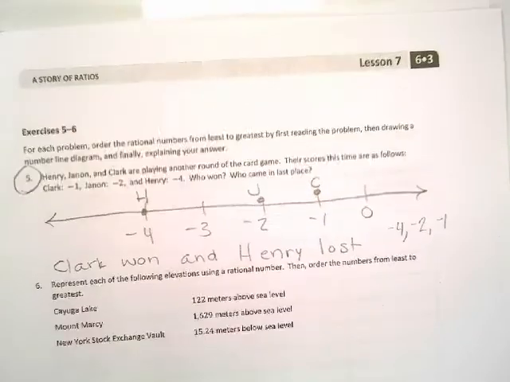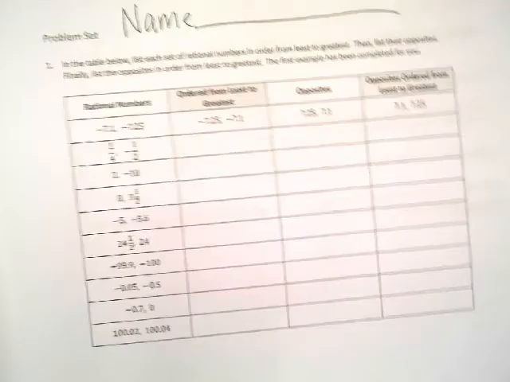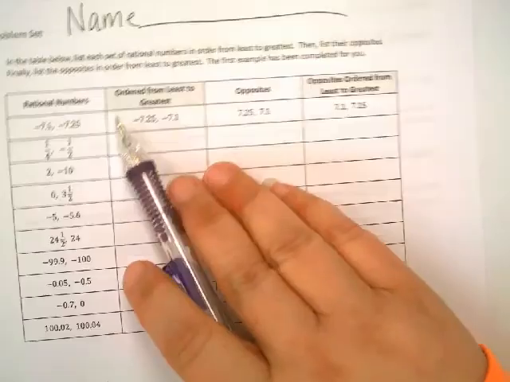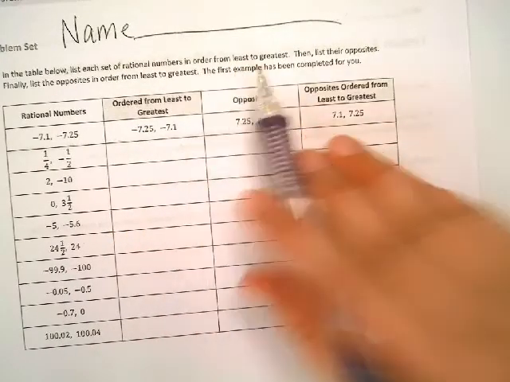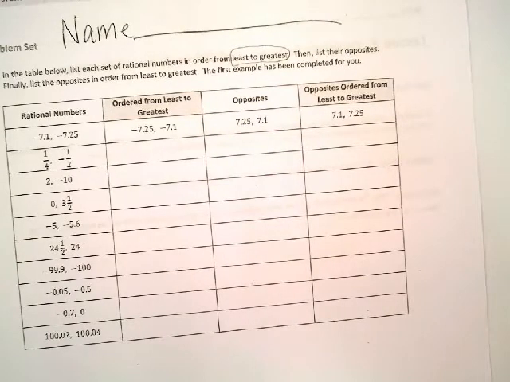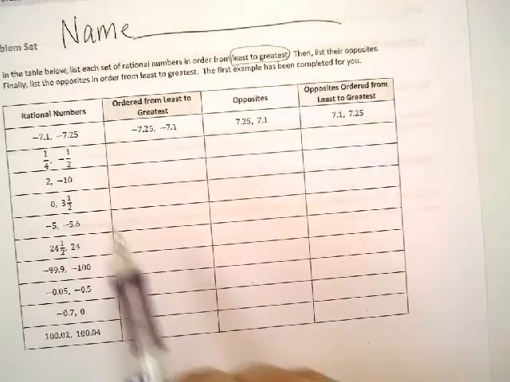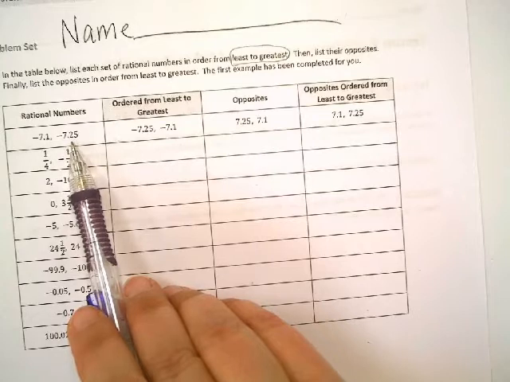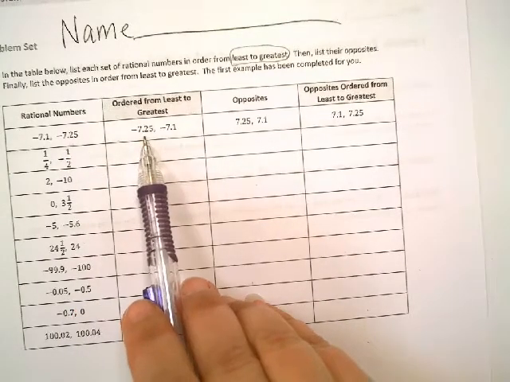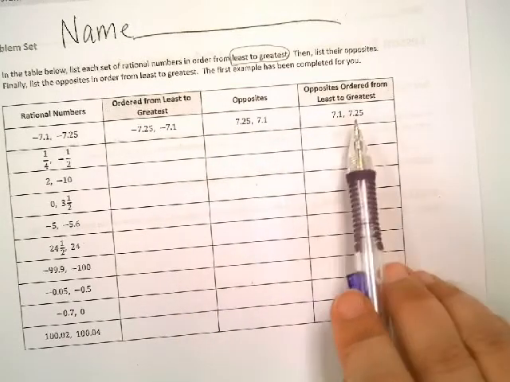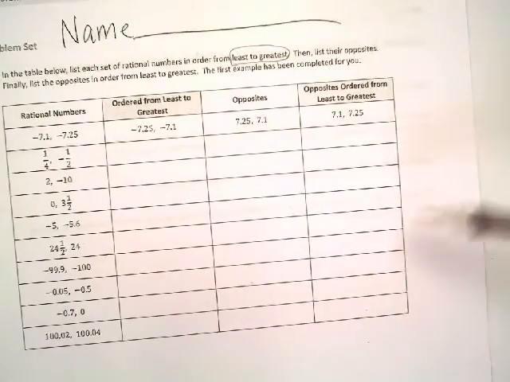Today's assignment is for you to do the problem set that goes with this lesson. And it says, in the table below, list each set of rational numbers in order from least to greatest and list their opposites. Finally, list the opposites in order from least to greatest. The first one has been done for you. So you can see if they give you negative 7.1 and negative 7.25. They ordered them from least to greatest. Then they wrote the opposites of those numbers, and then they ordered the opposites from least to greatest. And you're going to finish the chart.